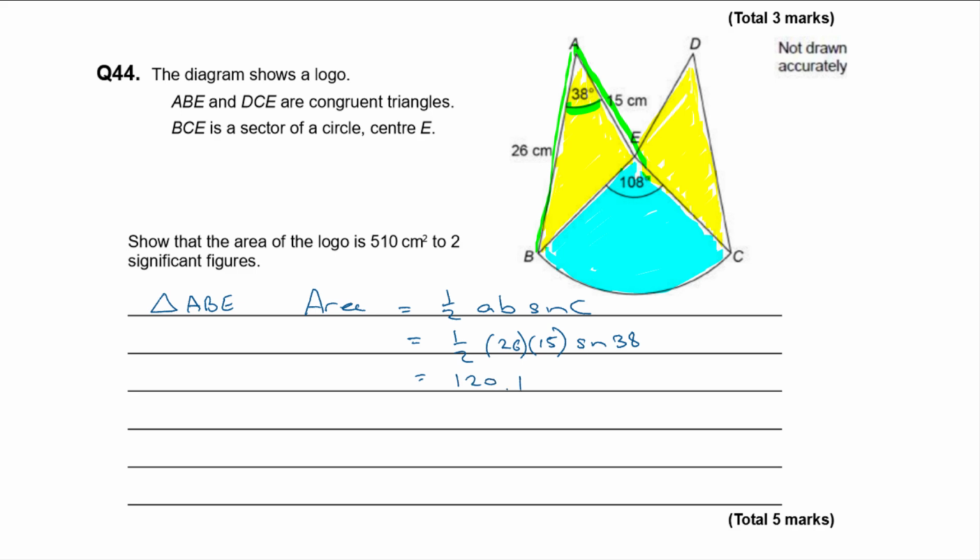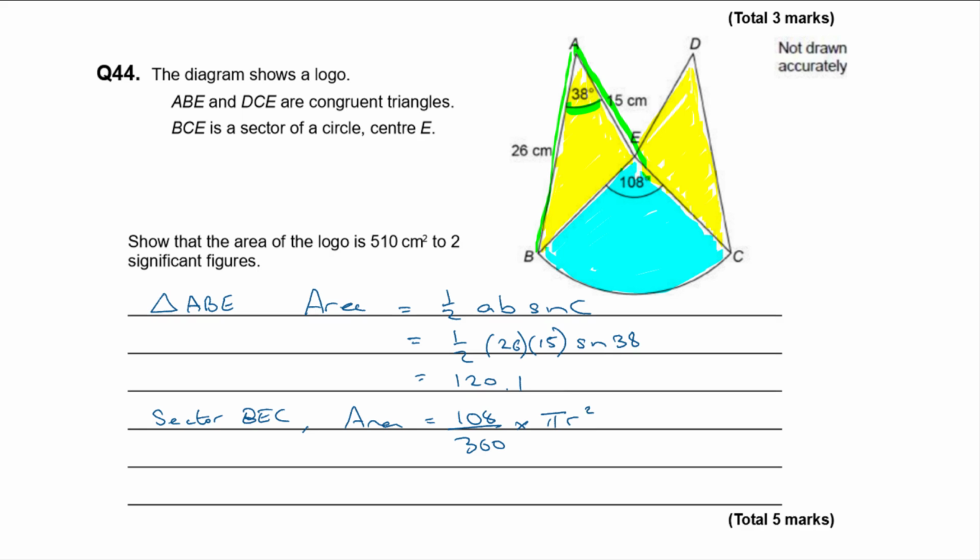And then I've got the area of the sector. So sector BEC, and that has an area. How do we find the area of a sector? It's the angle at the centre, 108 over 360, times the area formula of a circle, pi r squared.